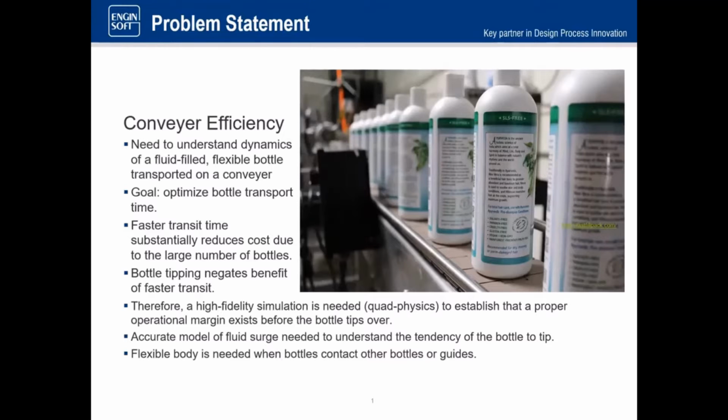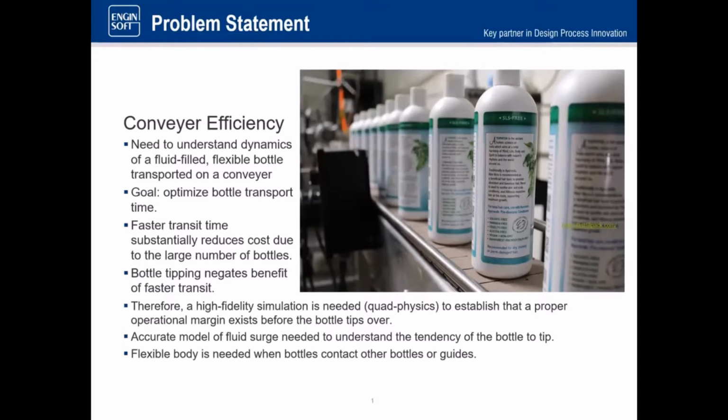So the goal is to optimize the bottle transport time while still having a very reliable process. If you have a faster transit time, then you can reduce your costs because you can handle more bottles in a given amount of time. But if anything tips over, then you've lost a lot, because the assembly line may need to be stopped and things fixed up manually.